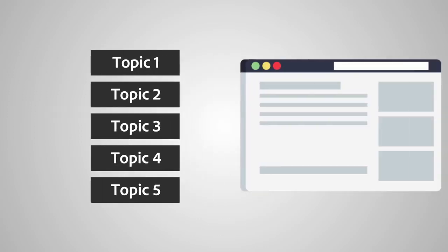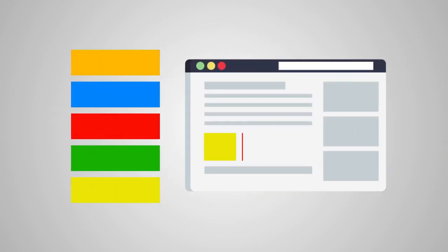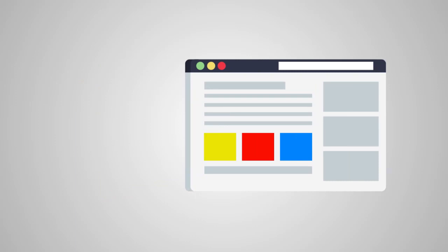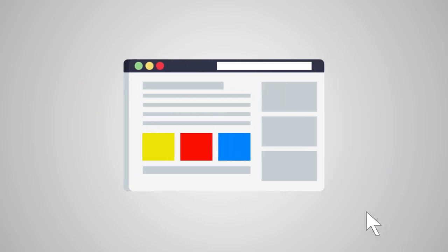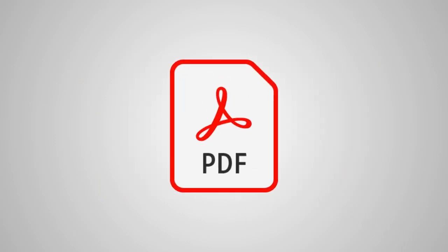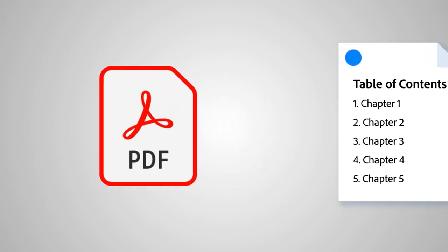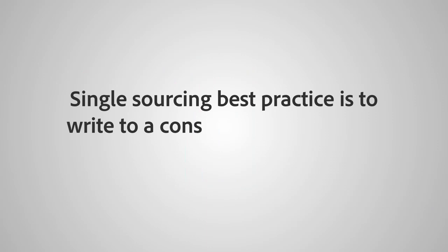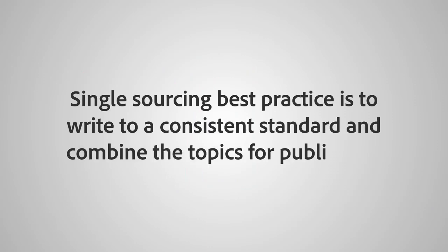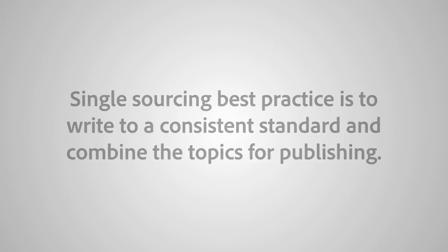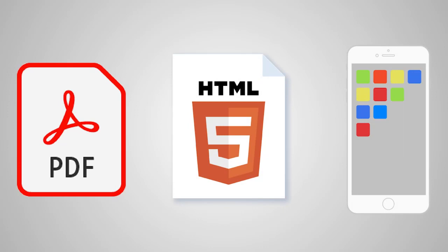Assemble topics into a hierarchy to represent primary and secondary information. When published, you populate a website with pages and links, or generate a PDF file with bookmarks and a table of contents. Single sourcing best practice is to write to a consistent standard and combine the topics for publishing. Is the right standard PDF, HTML5, or a mobile app? How about all of them? Publish it all to whatever output is ideal for your audience.